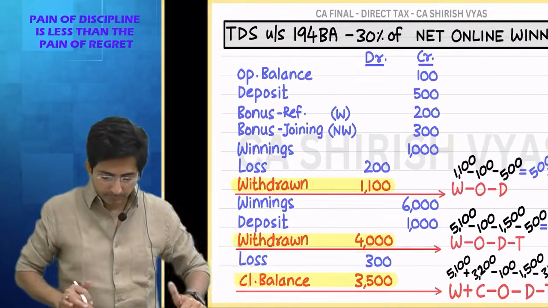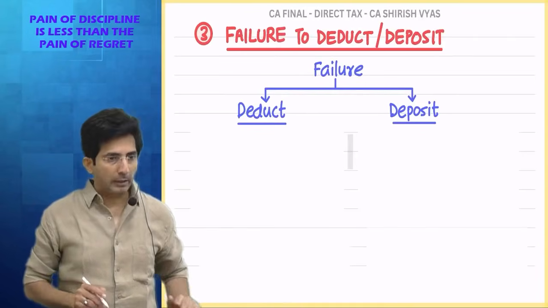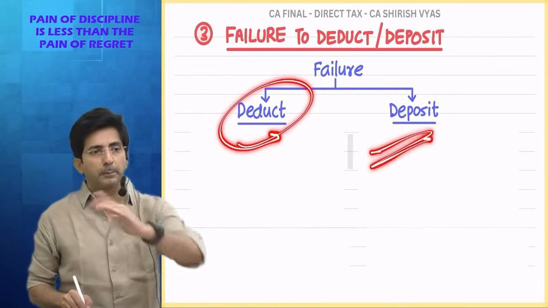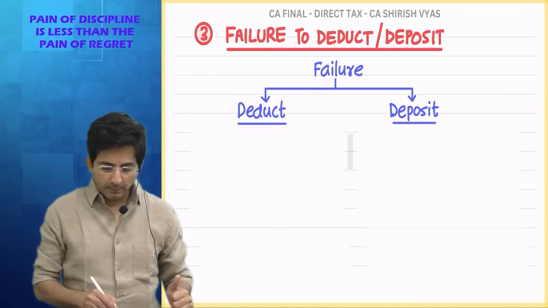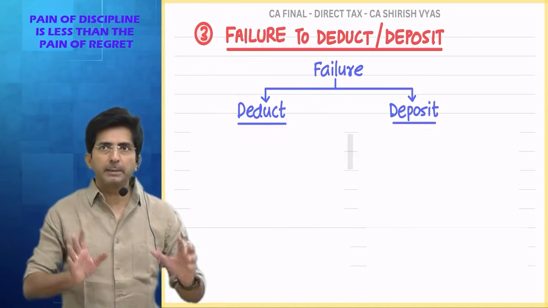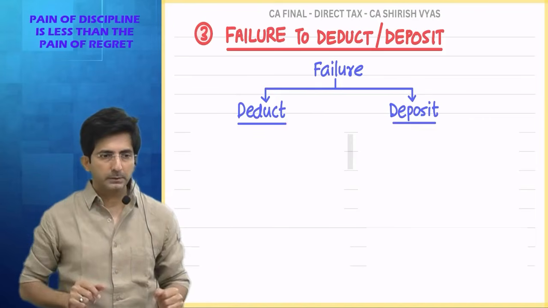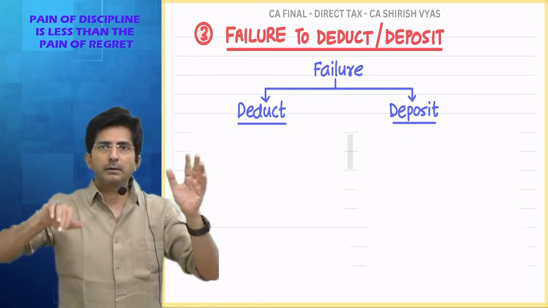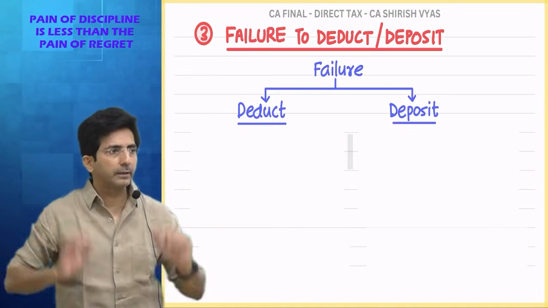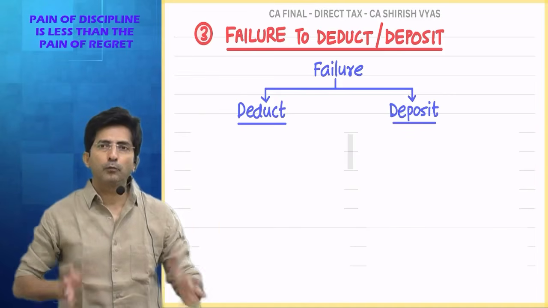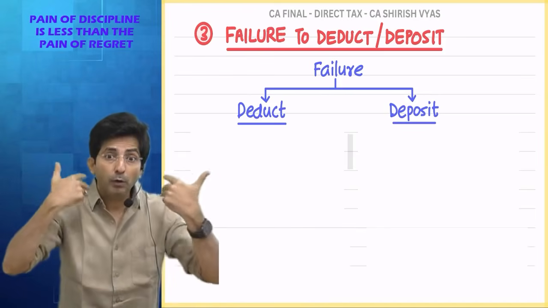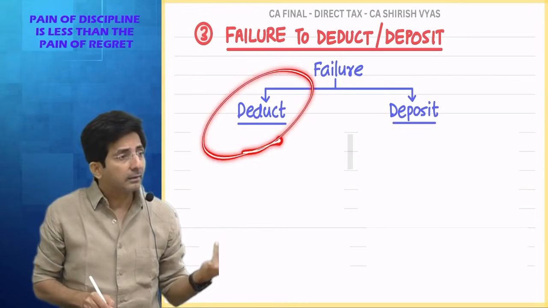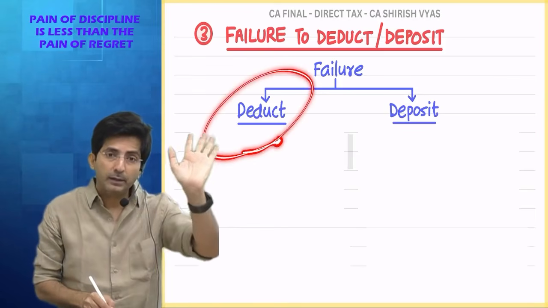So, see here, there can be two types of failure. Some people don't deduct TDS. Some people deduct but they don't deposit. For example, some people don't deduct TDS, which means what? Imagine there was a winnings of 100 rupees. If there is a winnings of 100 rupees, what is my duty? Out of 100, I should cut 30 and I should pay 70 to the winner. But some people, what do they do? They give the full 100 to the winner. Giving the full 100 instead of 70 means you didn't deduct TDS. You gave the entire 100 to the winner.